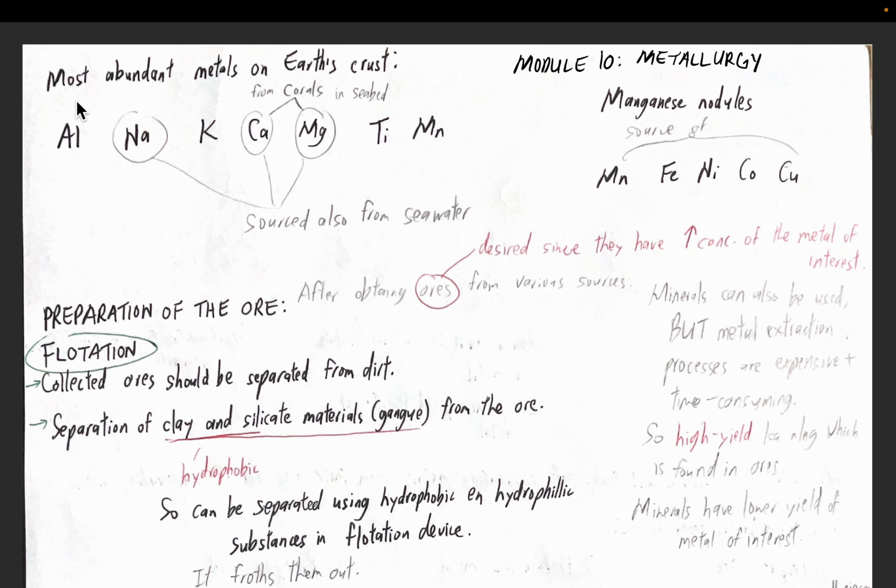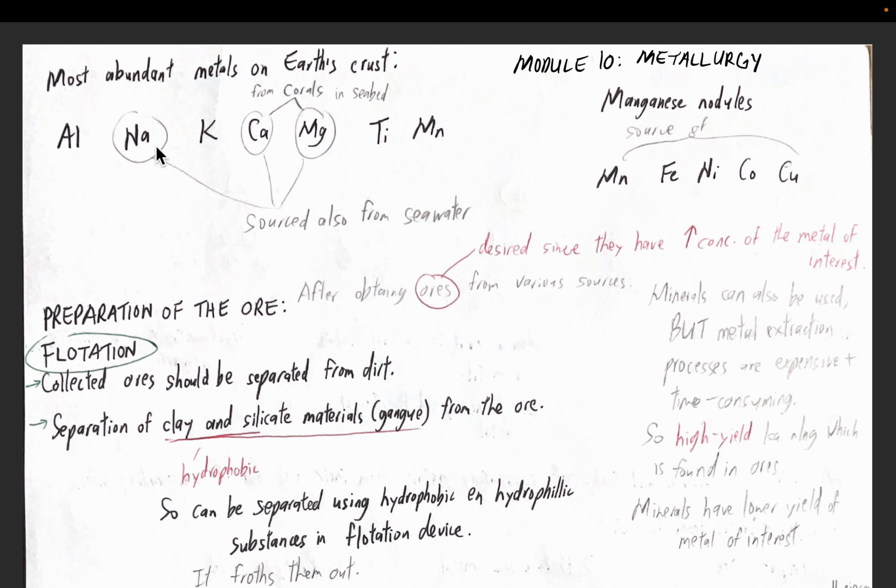So we have the most abundant metals on Earth's crust. That's basically aluminum, sodium, potassium, calcium, magnesium. I believe this is titanium and manganese. I haven't really gone through the transition metals that much yet compared to the non-metals. So it's not so familiar to me.